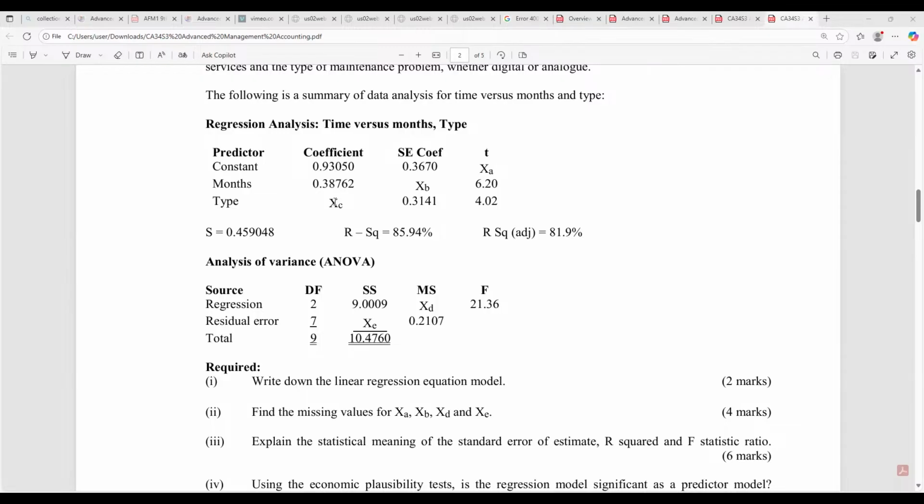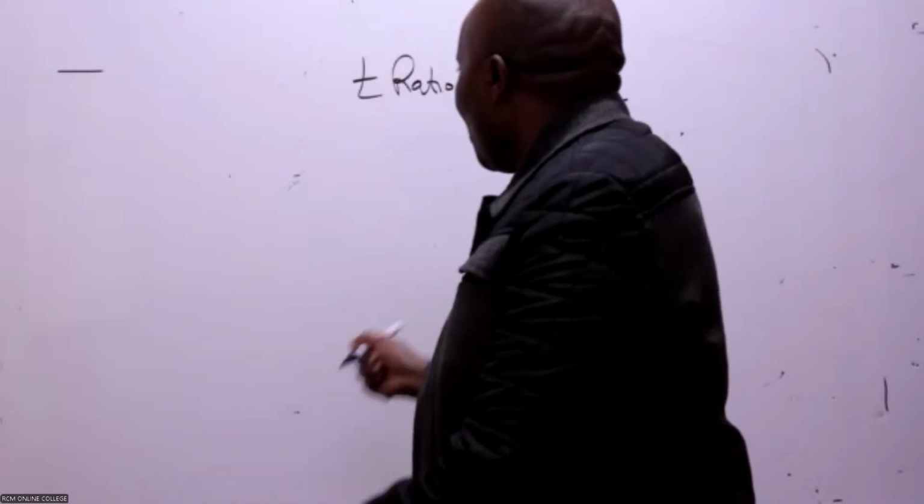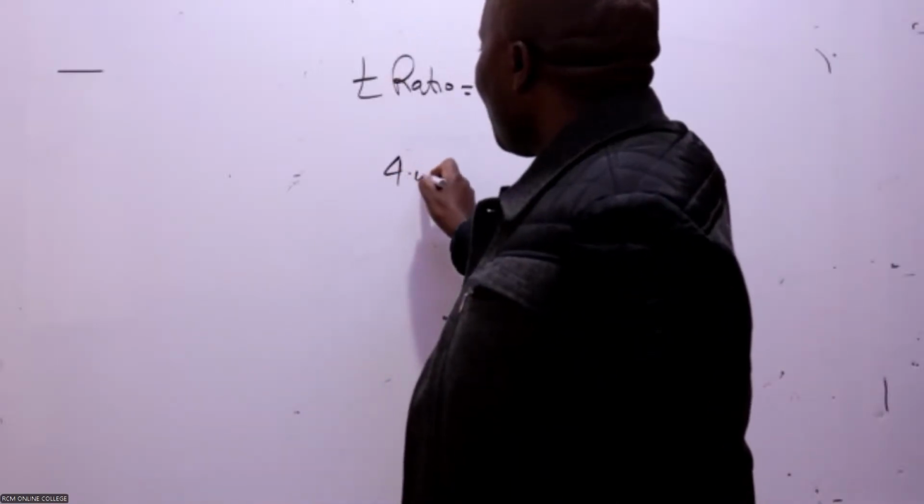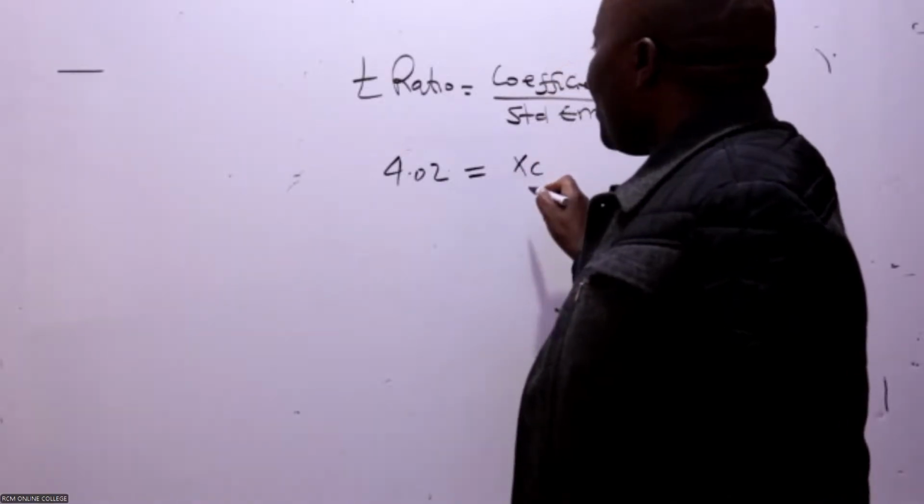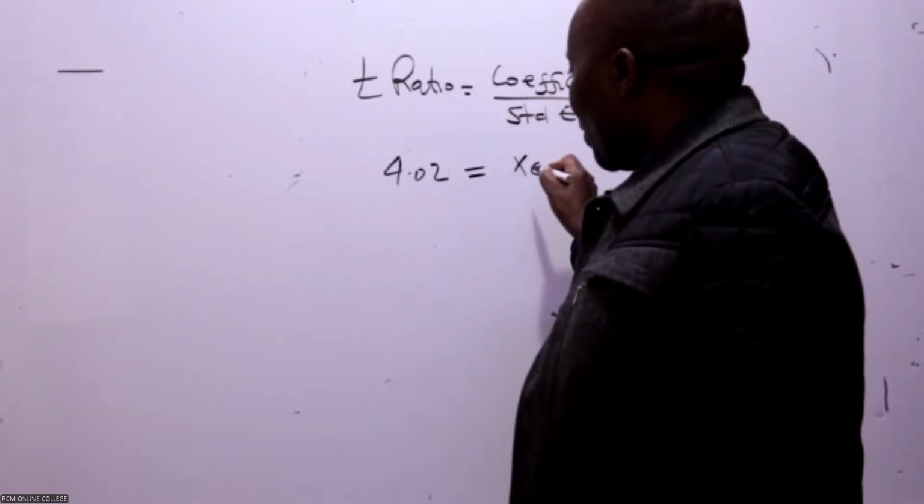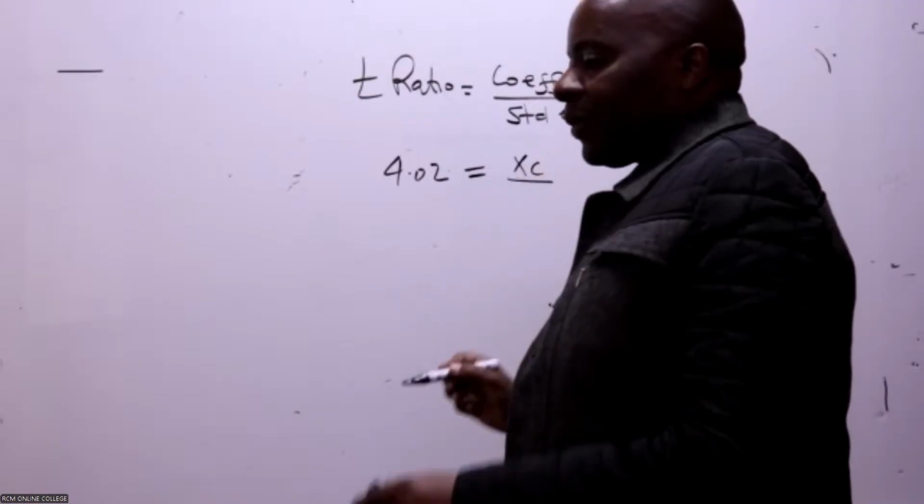Thank you so much. I can see there are trials here. You see the T ratio here is 4.02. The coefficient is not given, but we know the standard error. So in this case, we come and plug in. You're saying that the T ratio is 4.02, the coefficient is what the examiner wants you to calculate, all over the standard error.